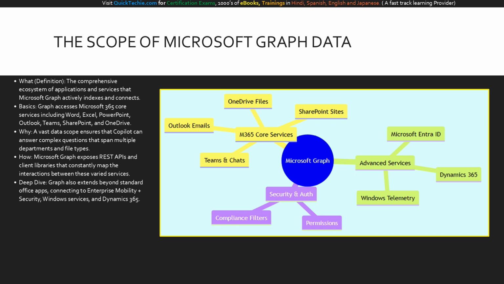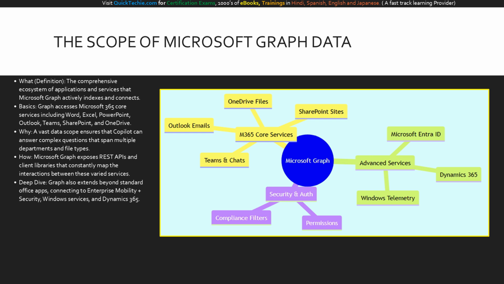At a basic level, Graph has native access to all Microsoft 365 core services. This includes your Word documents, Excel spreadsheets, PowerPoint decks, Outlook emails, Teams chats, SharePoint sites, and OneDrive files. Why is this immense scope so important? Because modern business problems are rarely confined to a single app. A vast data scope ensures that Copilot can answer complex questions that span multiple departments and varied file types seamlessly.